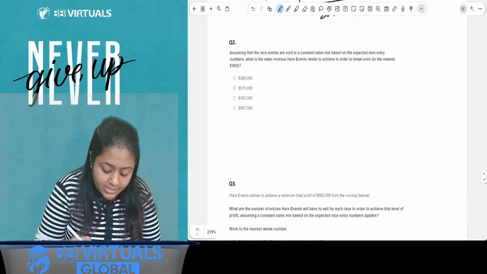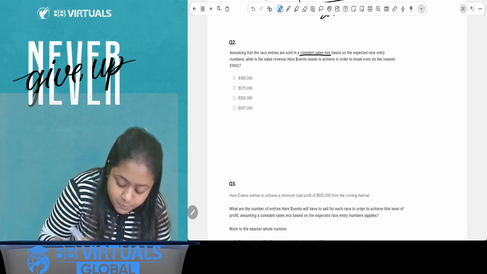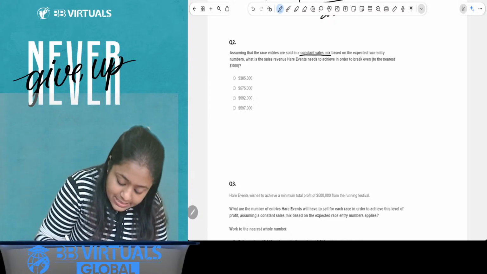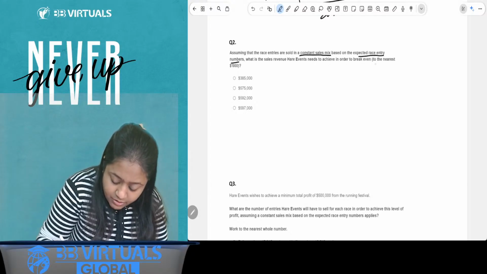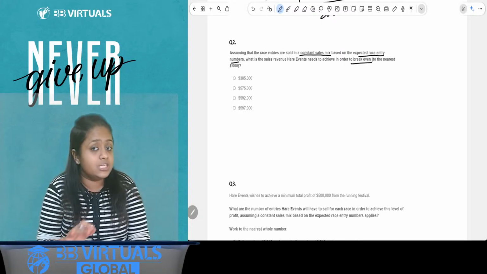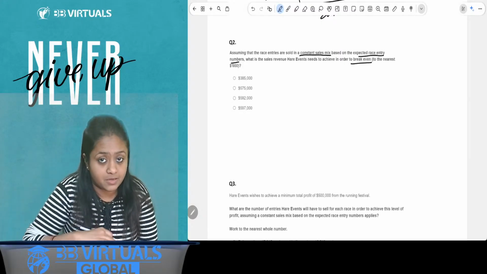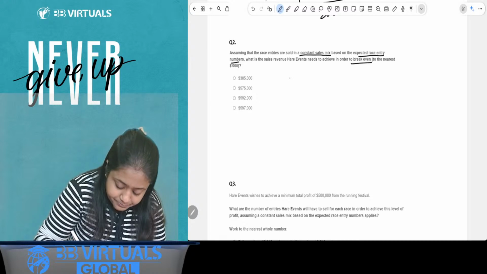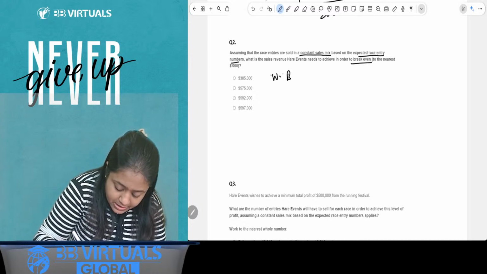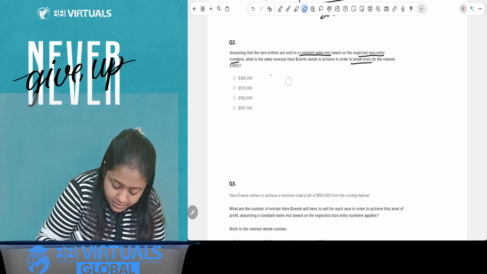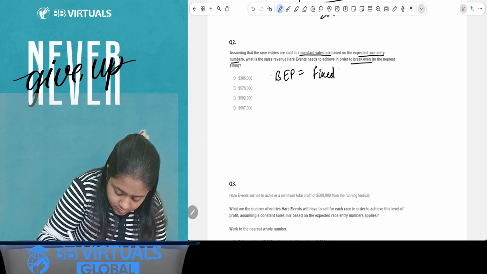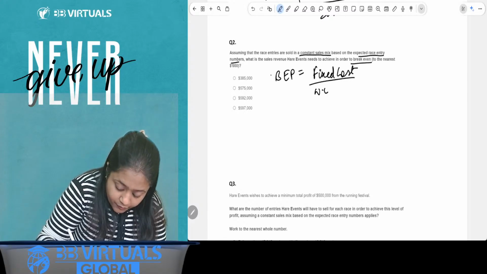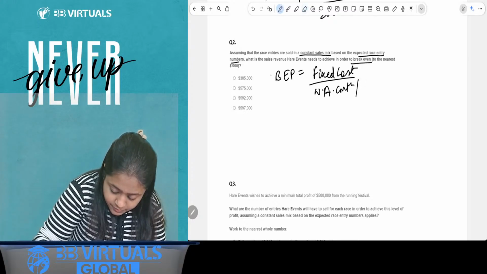Okay, now the next one. Assuming that the race entries are sold in a constant sales mix based on the expected race entry numbers, what is the sales revenue Hair Events needs to achieve in order to break even? So constant sales mix is there. We need the weighted average break-even, right? So my break-even point here would be fixed cost divided by weighted average contribution per unit.